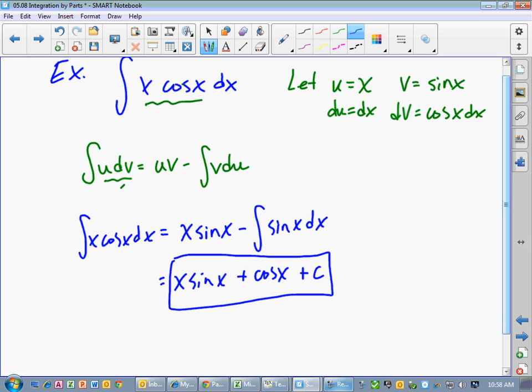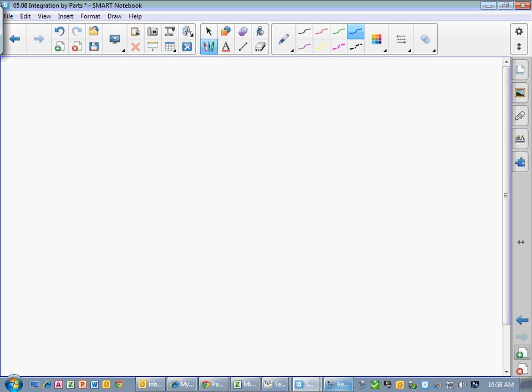Let's do another example. Everybody got this? Example 2. So I've got the integral of x squared e to the x dx.